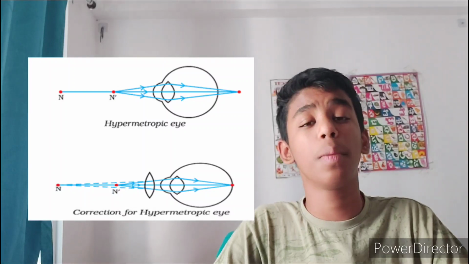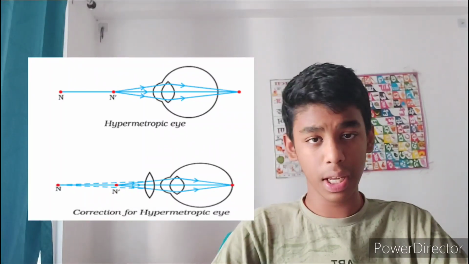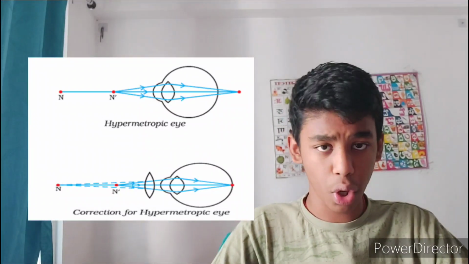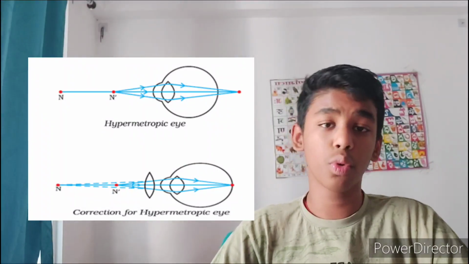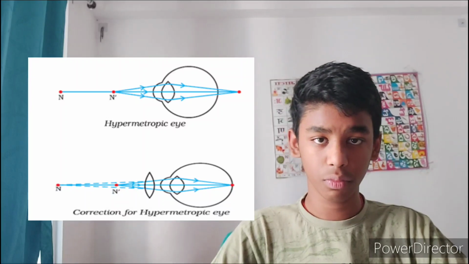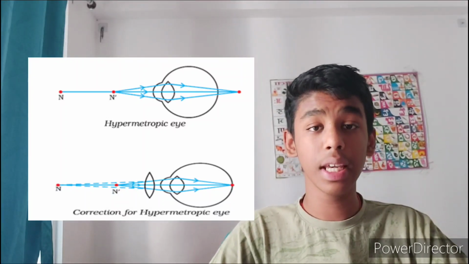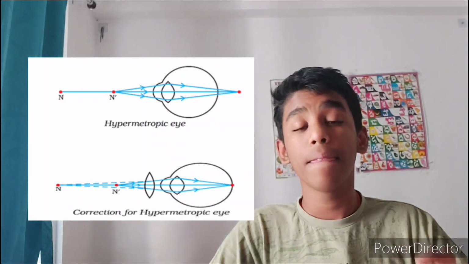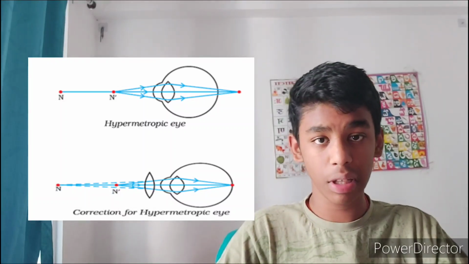Hypermetropia is the complete opposite. In hypermetropia, you can see far things but you cannot see near things. The size of the eyeball is usually small, and the power of the lens is very less. These are the two major causes of hypermetropia. The person can only see far objects but cannot see near objects. So the near point is farther than 25 centimeters from the eye.